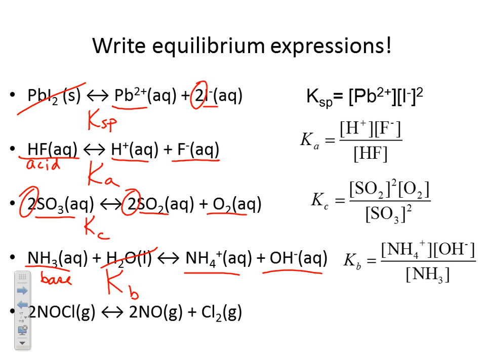In the last one, I could really do this one of two ways. I could write a Kc expression, or I could also write a Kp expression. Notice I have all gases. Both are valid. If I simply ask for the equilibrium expression, you could give me Kc and you could use molarities, or you could give me Kp and you can use partial pressures. I'm going to use Kp and use partial pressures. So I'm going to do the partial pressure of the NO squared times the partial pressure of the chlorine gas divided by the partial pressure of the NOCl squared.